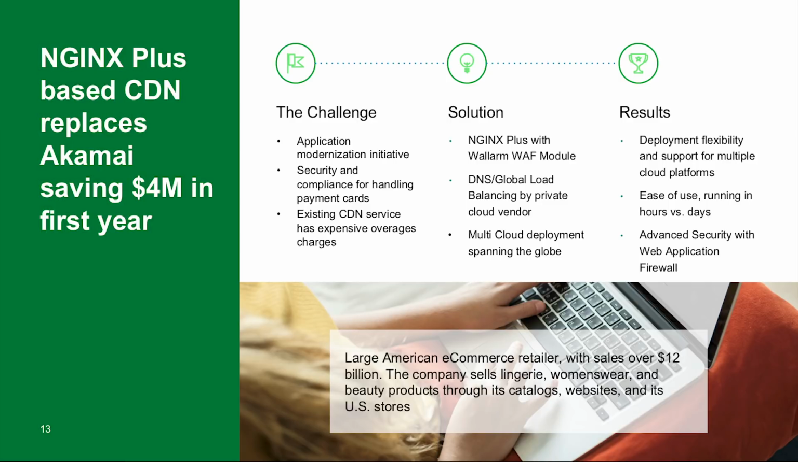And so with building their own CDN based on NGINX Plus, they didn't lose any performance because NGINX Plus is known to be and proven to be, in their case, a high performance caching proxy solution, and they were able to save money by not paying overages and other costs associated with running a CDN on someone else's network.